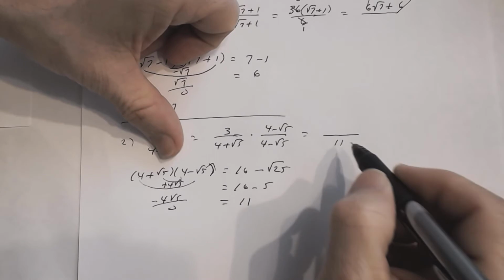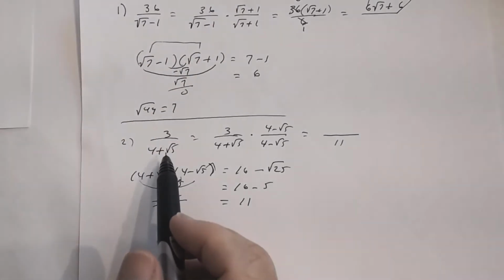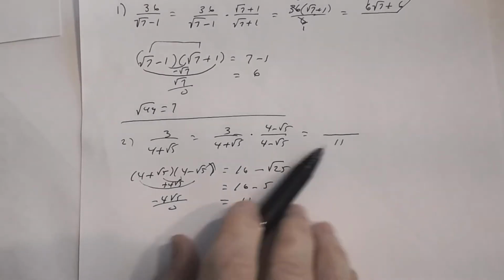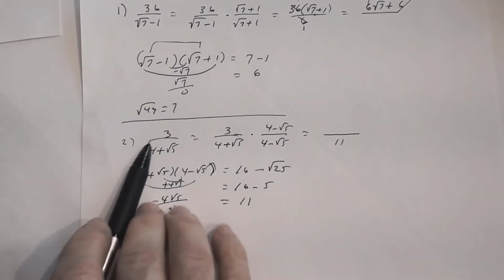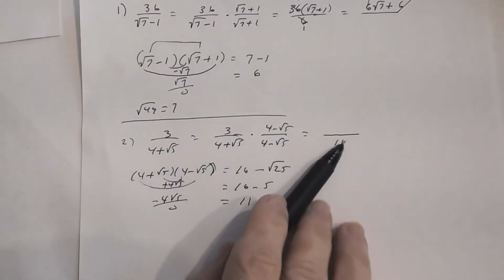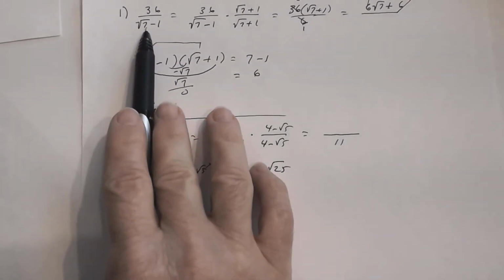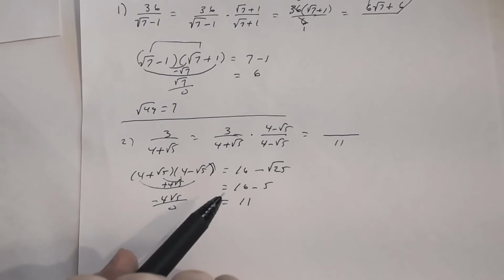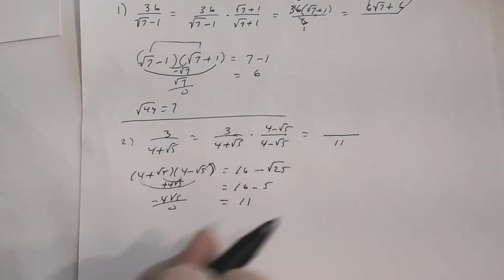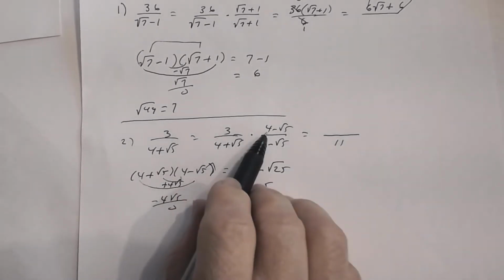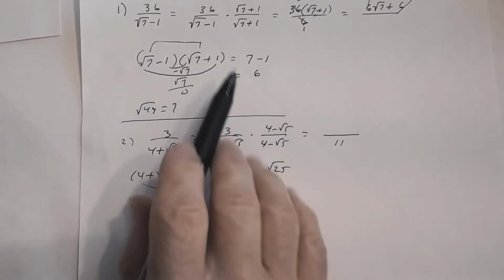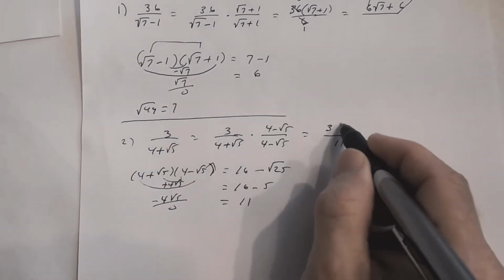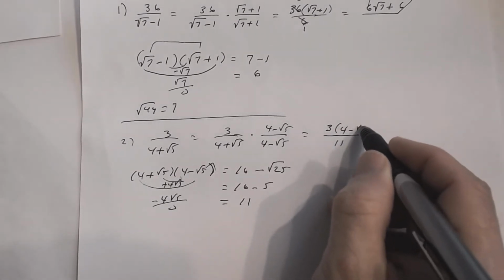So my denominator is 11. So remember, the direction says to rationalize the denominator, right? So basically what I've done is I went from an irrational number to a rational number, the rational number being 11 in this case. And now this is a monomial times a binomial, just like we had up here. So you're going to rewrite this as 3 times 4 minus the square root of 5.